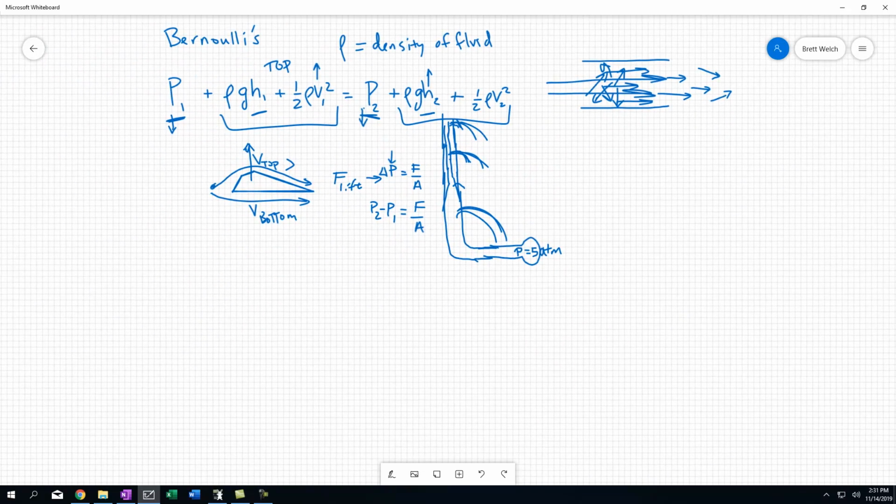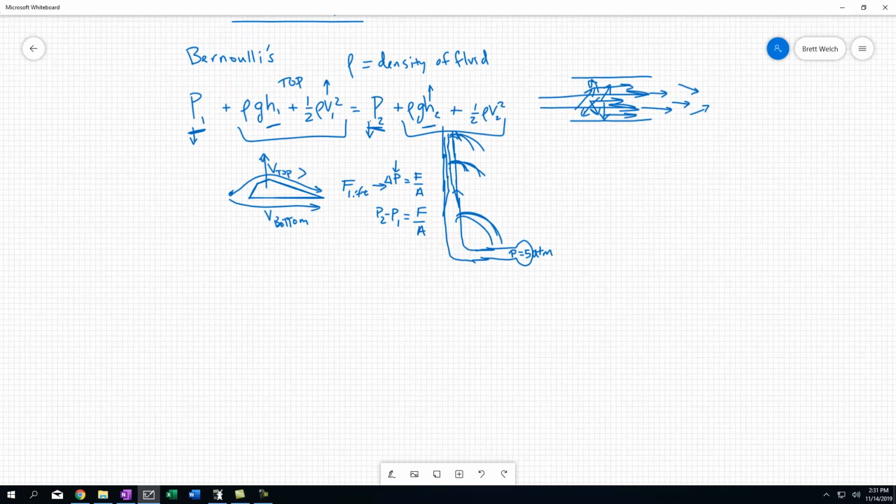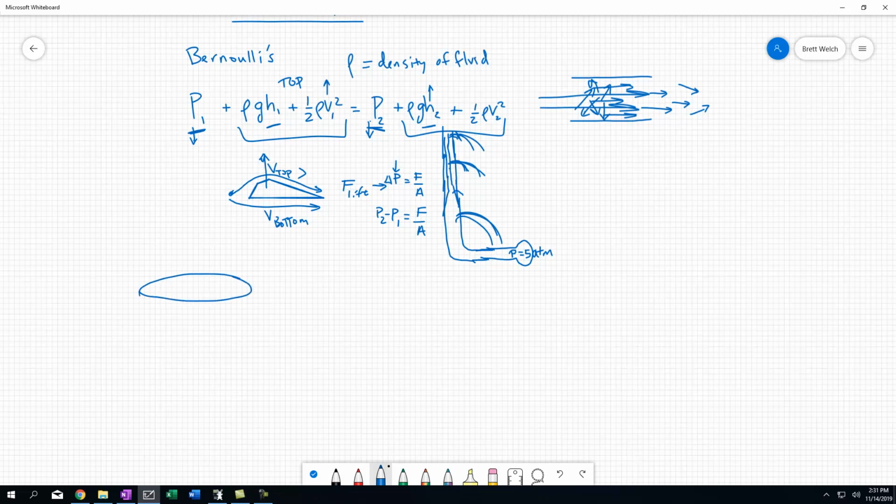Well, Bernoulli's equation can be applied to a very specific situation, a very specific problem, which is where Torricelli's formula comes from. And in Torricelli's problem, we have an open container or reservoir of water. And we're going to poke a hole in it or open up a tap, and we want to know how fast that water is going to flow.